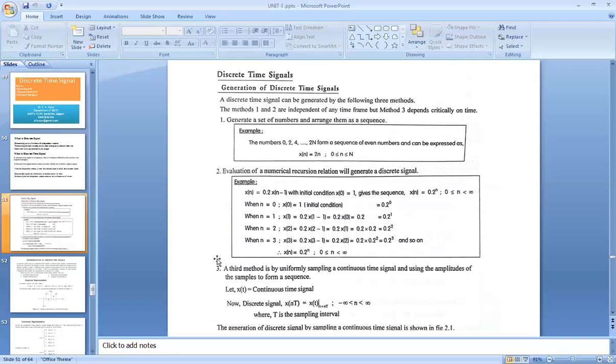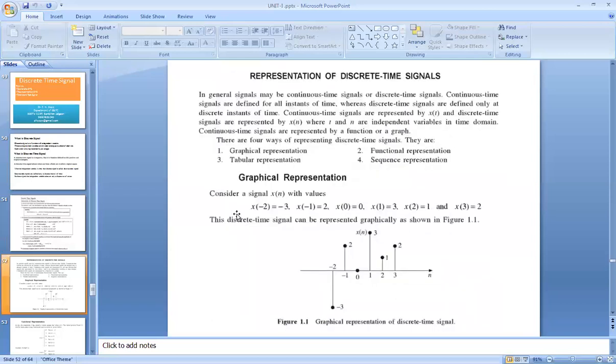Now this is about the generation of discrete time signal. Generally the first two methods are most prominently adopted for generation of discrete time signal. Now the discrete sequence will be obtained in a very simple way. Now here we will go for representation of discrete time signal.